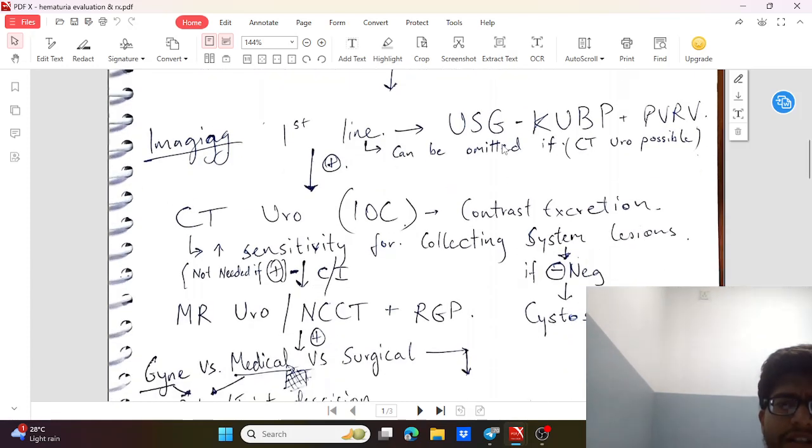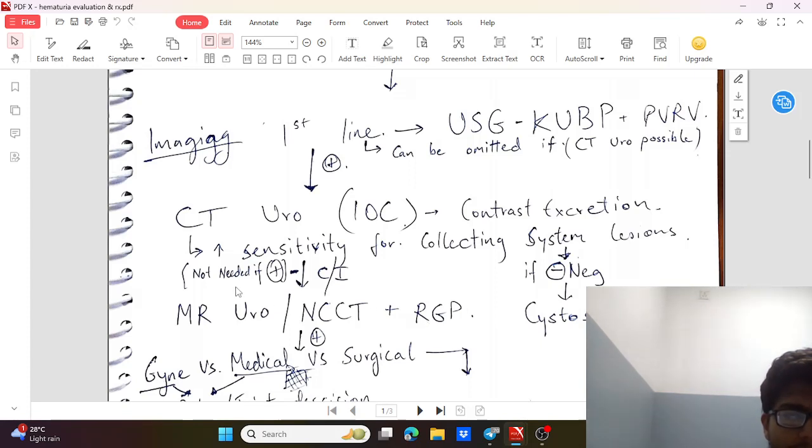And if we have a strong suspicion of any pathology which needs CT evaluation, we can omit USG and go directly for CT Urography, that is contrast enhanced CT scan, which is the investigation of choice. It also gives us contrast excretion from the kidney, which is helpful for evaluating collecting system lesions, and it has high sensitivity. And if contrast enhanced CT scan is contraindicated, then we go for MR Urography or NCCT Urography along with retrograde pyelogram.